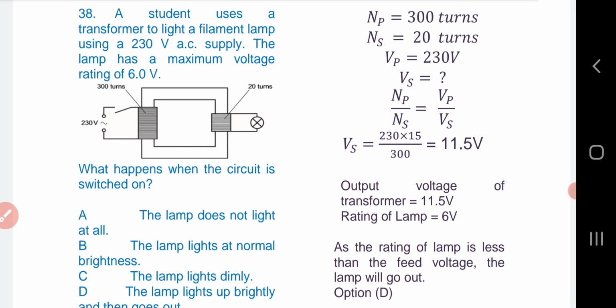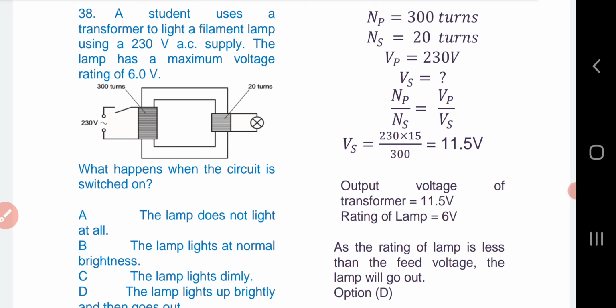the primary number of turns are 300, the secondary number of turns are 20, the primary voltage is 230 volt, the secondary voltage or the output voltage is given by Np over Ns is equal to Vp over Vs. So, Vs is 230 multiplied with 15 over 300. So, the secondary voltage or the voltage at the output of the transformer is 11.5 volt.